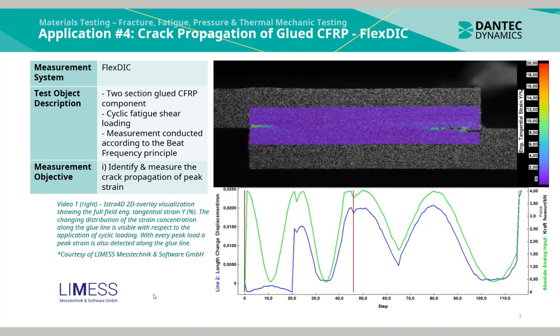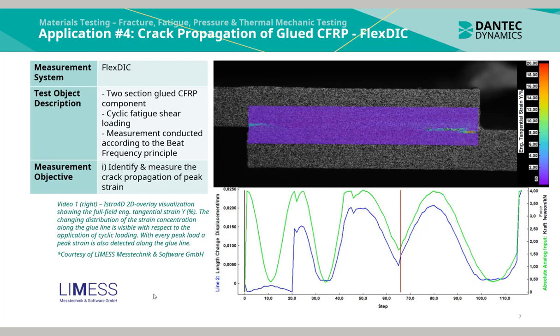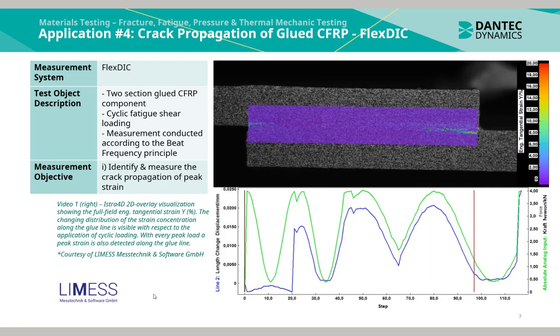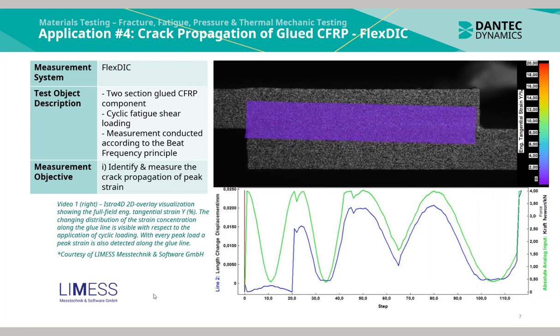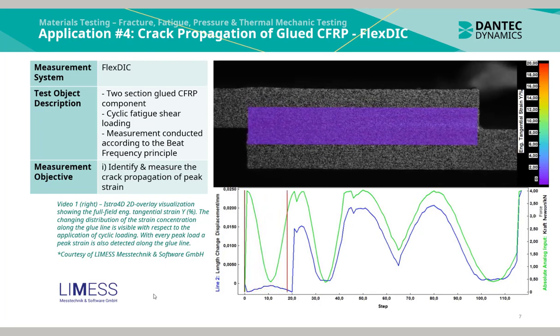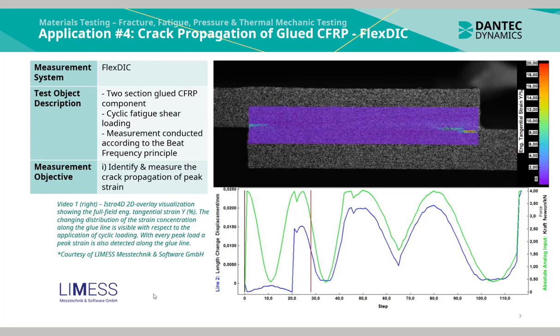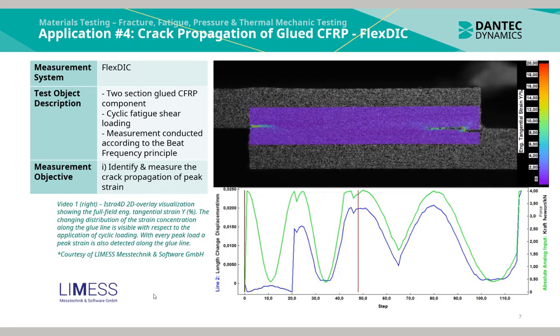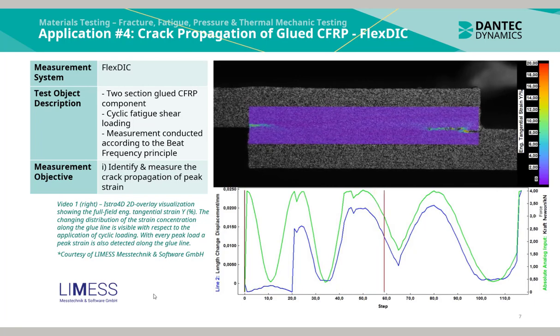In video 1 shown to the right, the ISTA-40 2D overlay visualization showing the full field engineering tangential strain in the y direction in percent is shown. The change in distribution of the strain concentration along the glue line is visible with respect to the application of cyclic loading. With every peak load, a peak strain is also detected along the glue line. This measurement is courtesy of Lima's Messtechnik and Software GmbH.